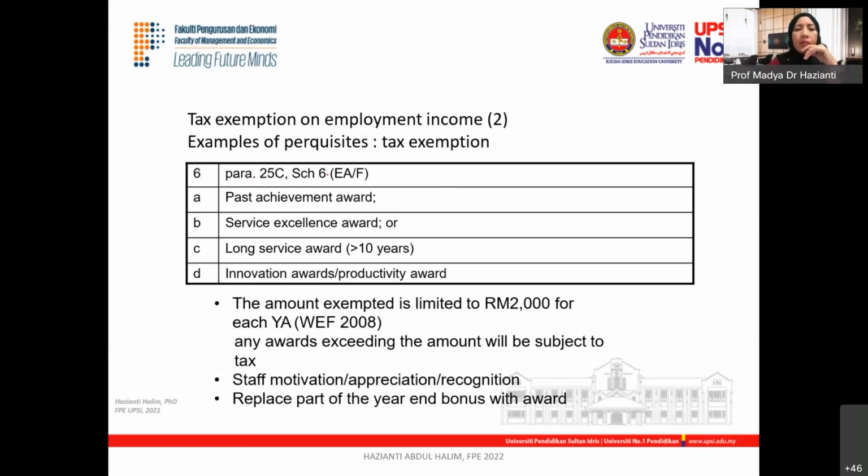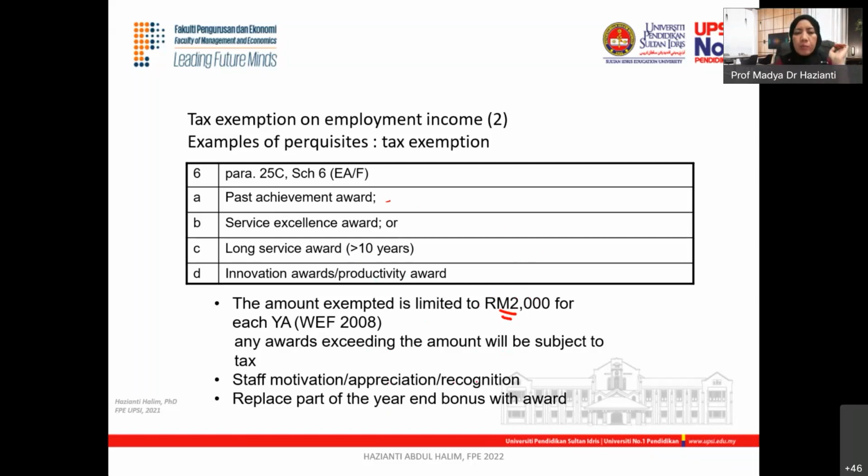Okay, paragraph 25C yang tadilah gratuity tadi, past achievement award yang more than 10 years tadi, service excellence award or long service award more than 10 years, ini semua exemption ialah 2,000 for each year of assessment. So any awards exceeding the amount will be subject to tax. Maknanya lebih dari 2,000 kena bayar tax. Kira dia macam tadilah, macam Mr. apa tadi tu kan, dia dapat jam, dia dapat cash and the amount is 9,000. So kita tolak 2,000 because the exemption is 2,000.